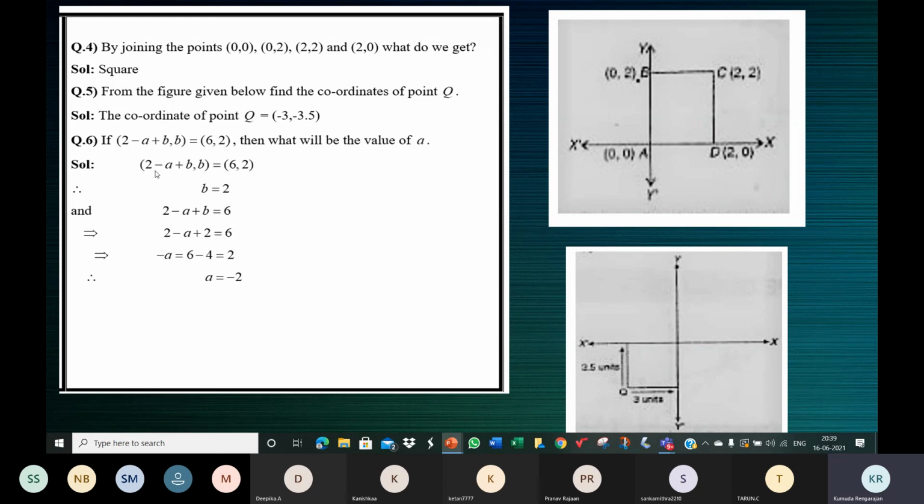You can see the answer here. Equating 2 minus a plus b is equal to 6 and b is equal to 2 straight away. B is equal to the y coordinate here. B is equal to 2. Now 2a minus b plus b is equal to 6. But the value of b is 2, so substitute that and solve to get the value of a. A is minus 2. On comparing, b is equal to 2, so use b equals 2 here and find a. Take a screenshot, children.